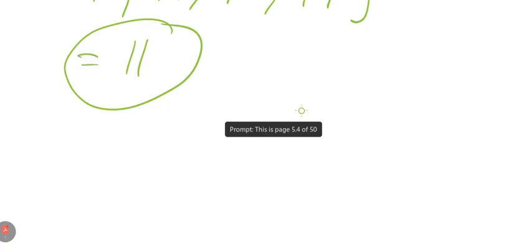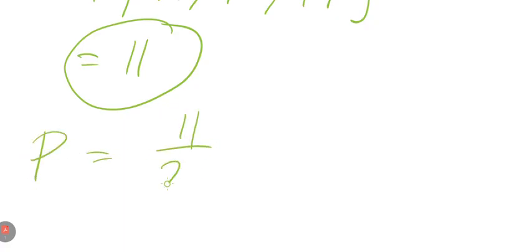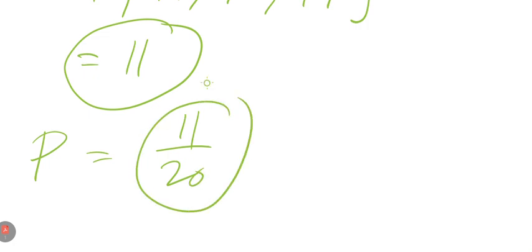Now let's calculate the probability. Remember there were a total of 20. So the probability is 11 out of 20. We cannot simplify this into lower terms, so we're just going to stay with that as our answer. Okay, now moving on.